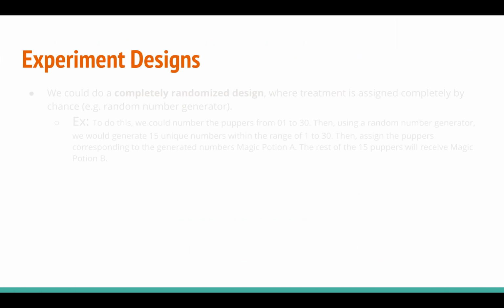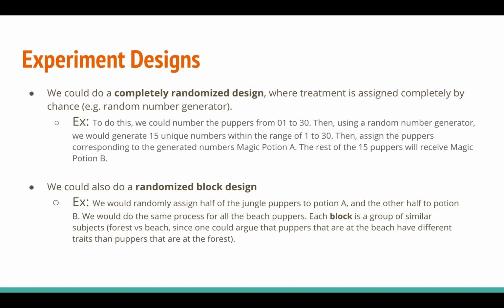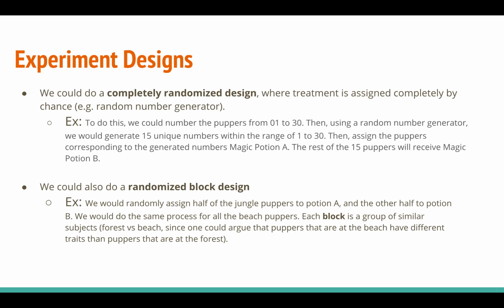First, there's the completely randomized design. This is when treatments are assigned to all experimental units completely by chance. If necessary, pause the video to read the example below. Furthermore, we could also use a randomized block design. In a randomized block design, the experimental units are divided into blocks, or groups with similar characteristics. This helps reduce confounding. The random assignments for treatments are then carried out within each block. Here's an example below. Pause if you want to read it.